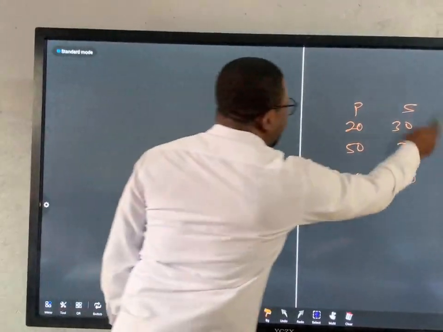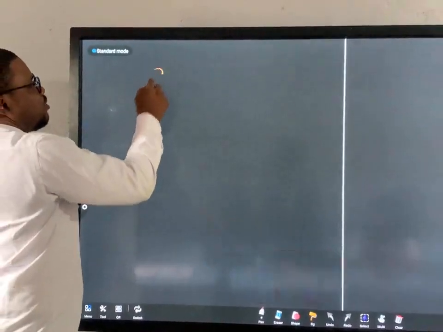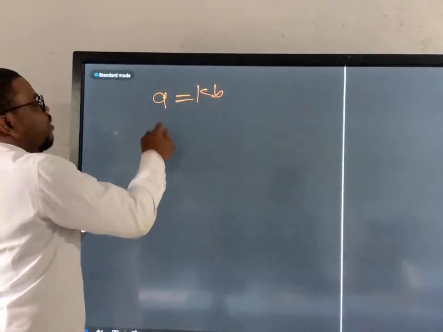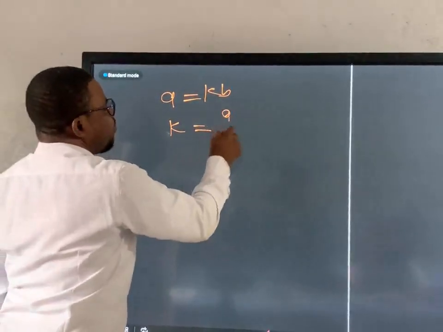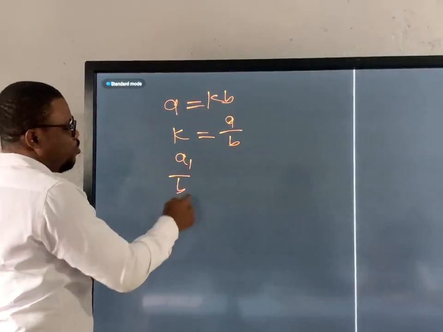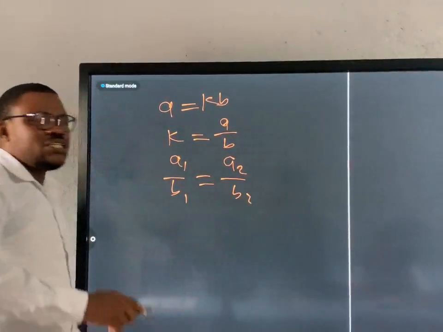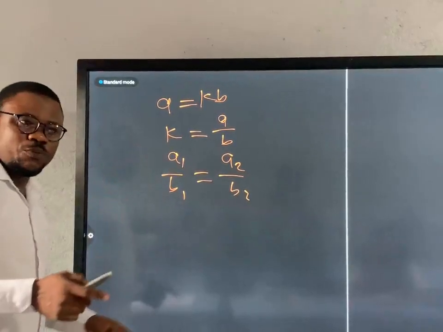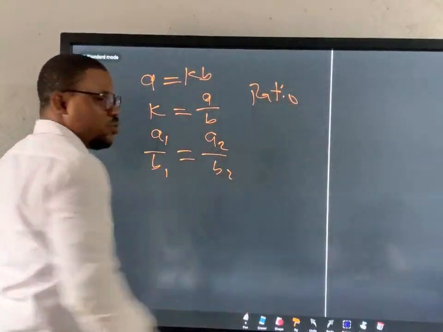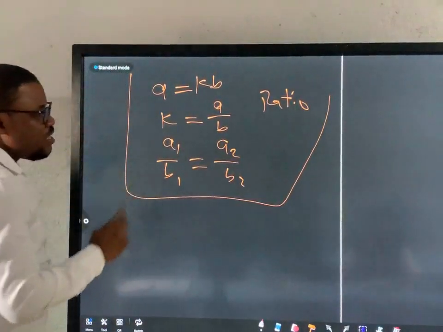Let's wrap up. For direct variation, we said that A is equal to KB, right? Yes. Then we had that K is equal to A over B, a constant ratio. And that constant ratio is going to be A1 over B1, which is equal to A2 over B2. So in this case, if we have the values, we cross multiply. Why is that? Because we have a constant ratio. You get what I'm saying? Yes. This one is for direct, right?